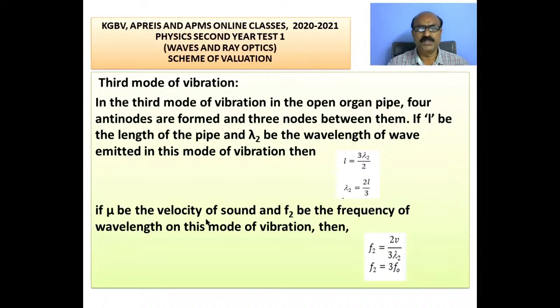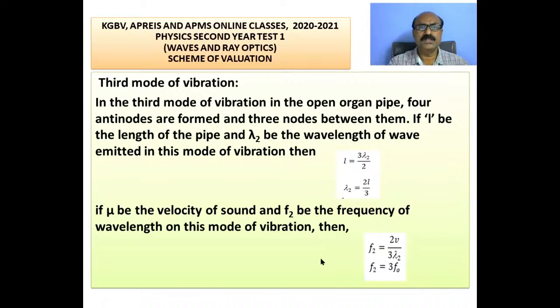If v be the velocity of sound and f2 be the frequency of wavelength λ2 in this mode of vibration, then frequency f2 is equal to 2v by 3λ2. So f2 is equal to 3f0. So again, in the second overtone or third harmonic, in this particular mode of vibration, frequency is equal to 3 times that of the fundamental mode of vibration.